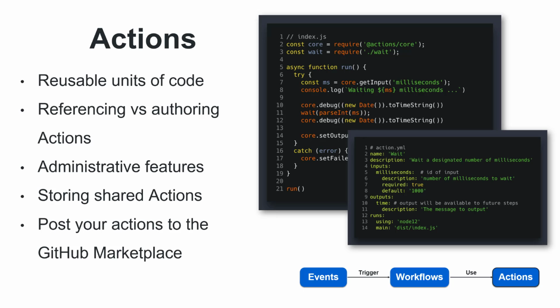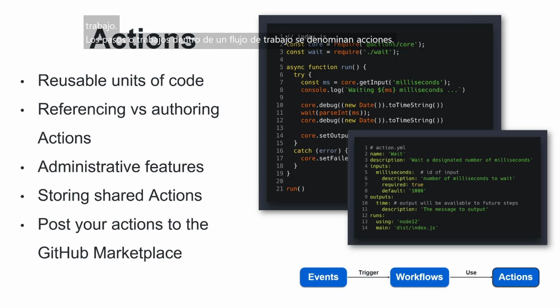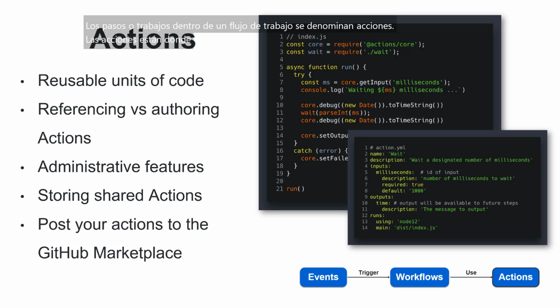Actions are reusable units of code made available to your workflows. The steps or jobs within a workflow are called actions. Actions are where the actual automation executes. So, we can say that workflows use actions. Referencing actions: GitHub runs them in a Node.js runtime or in Docker containers, and they are referenced from workflows as uses: owner/repo@ref. Official list: github/actions.